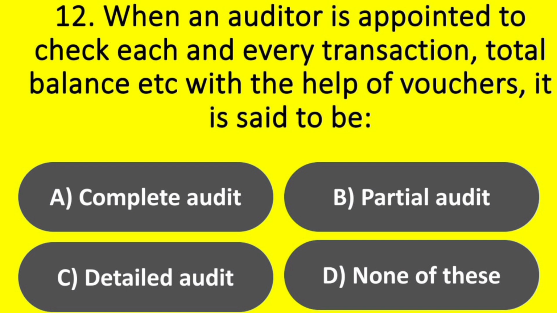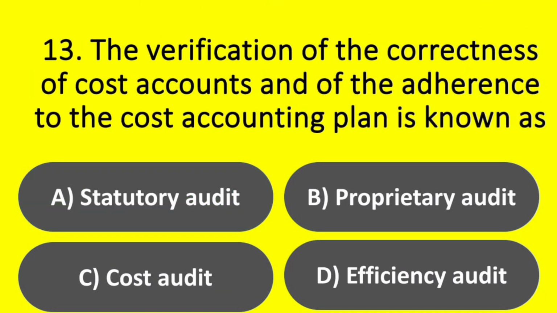Question. When an auditor is appointed to check each and every transaction, total balance, etc. with the help of vouchers, it is said to be: Option A, complete audit. Option B, partial audit. Option C, detailed audit. Option D, none of these. Answer: Option A, complete audit.